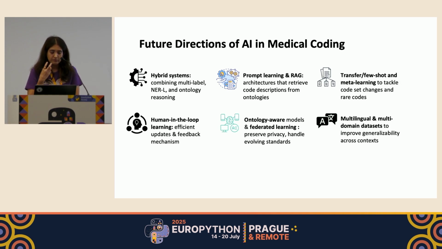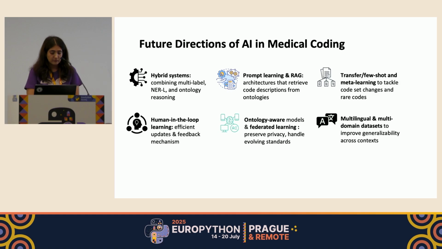Talking about healthcare data in general, we know that it's supposed to be private, and there are a lot of things that you need to do to ensure that whatever systems you're building are safe. So there are a lot of ontology-aware models and federated learning approaches that are also being explored to preserve privacy and handle the evolving standards of these codes.